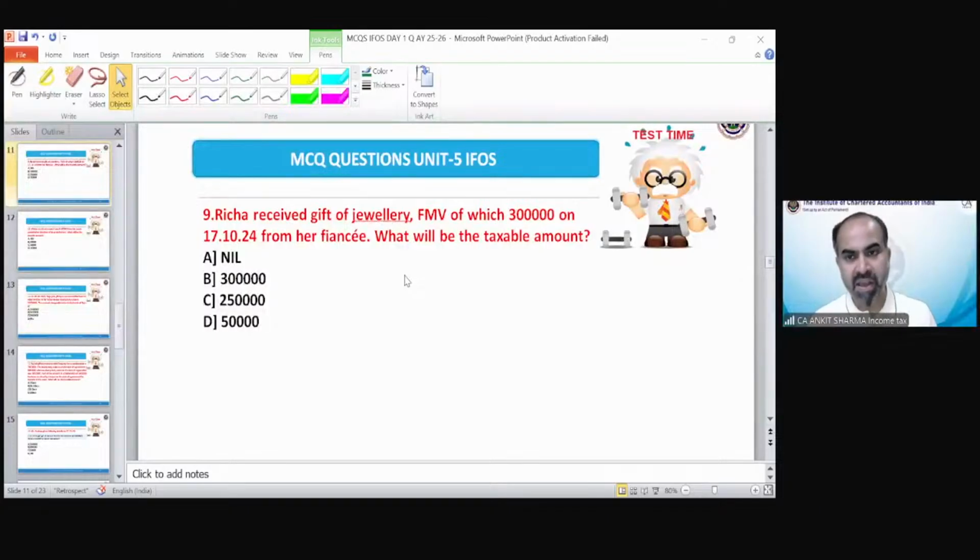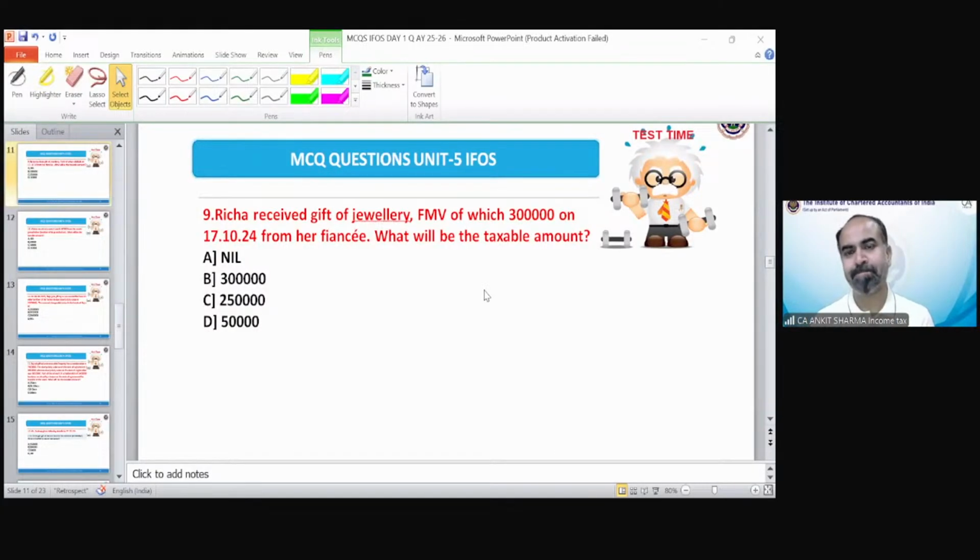Richa received gift of jewelry, FMV of which is 3 lakh, on 17th October from her fiance. What will be the taxable amount? Fiance or fiance? So what is going to be the taxable amount in this case? Read carefully. Anil is saying nil. Jayendra is saying 3 lakh. Vemuri Janvi is saying nil. Astha is saying B. Chauhan Tejveer is saying B. Why is Anil saying nil? It should be nil? Why?